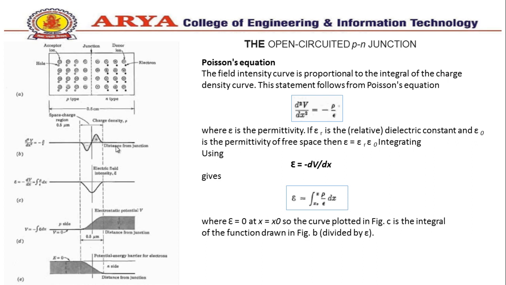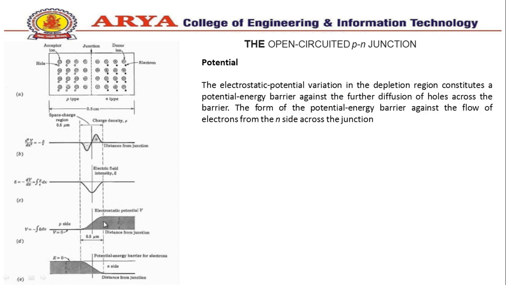Using the Poisson equation, we can easily calculate the electric field intensity as well as the potential inside a particular crystal. Next is potential. The electrostatic potential variation in the depletion region is shown in figure D and is the negative integral of the function E of figure C. This variation constitutes a potential energy barrier against the further diffusion of holes across the barrier.